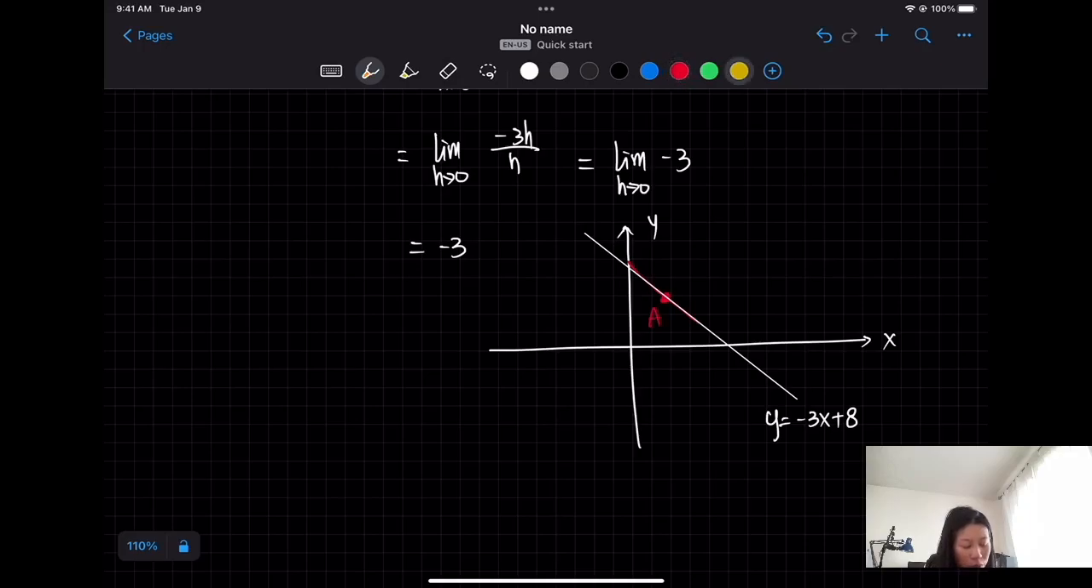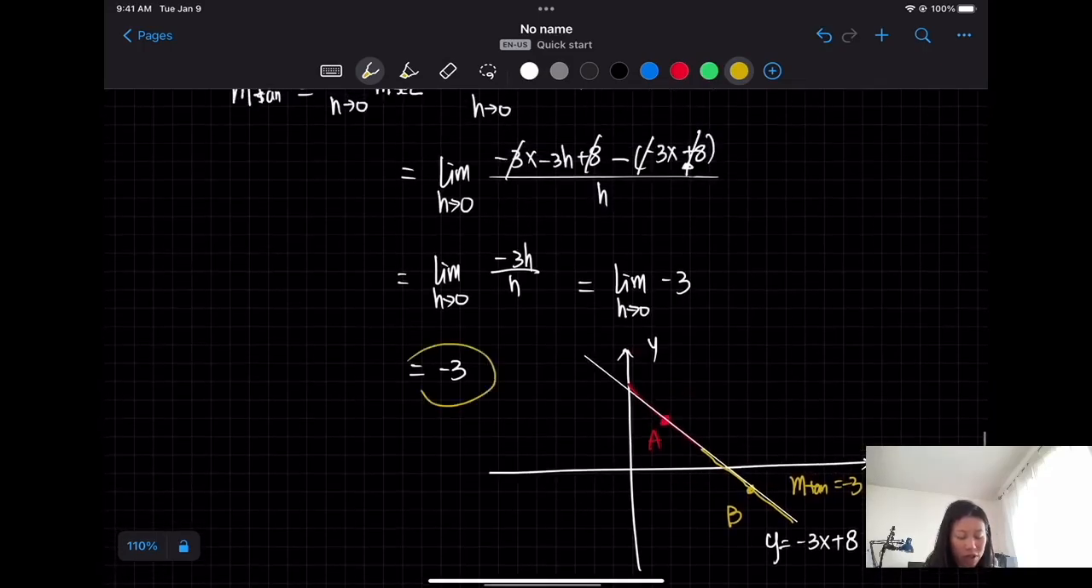If I give you a point B, well, take a look. The slope is going to be the same. The slope of this tangent line is going to be the same slope as the original function, which is all equal to 3. So that means the rate of change is going to be constant. That means all of the instantaneous rate of change is equal to negative 3, I'm sorry. So that means what? Our derivative is equal to negative 3.